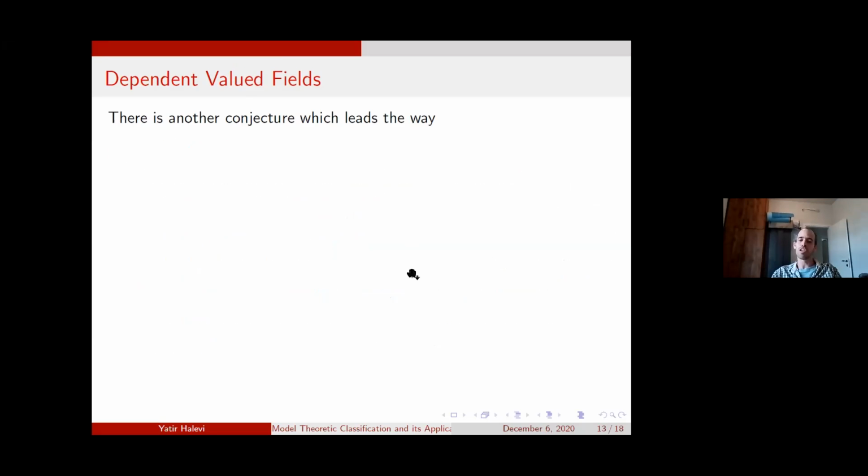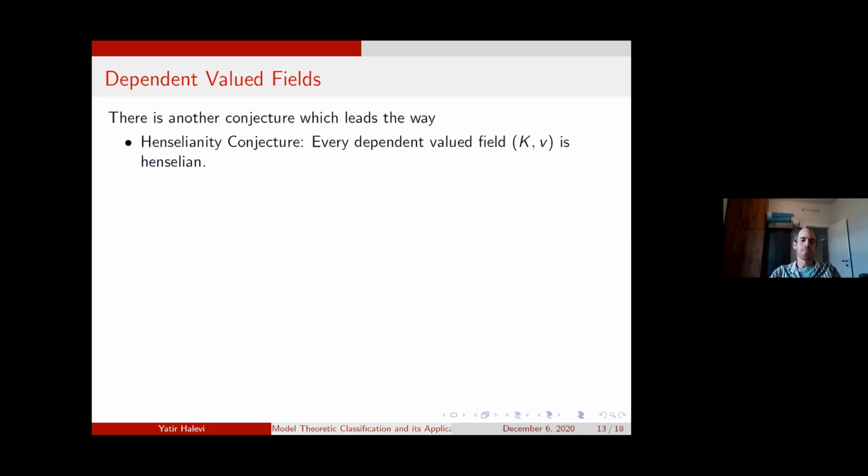There's another conjecture in this field that leads the way. It's called the Henselianity conjecture. Say you have a field and you have a valuation on it, so a predicate for the valuation ring, and you assume that this theory is dependent. The conjecture is that it must be automatically Henselian. For those of you who know a bit about valued fields and Henselian valued fields, it says a lot about the topology that this valuation gives.